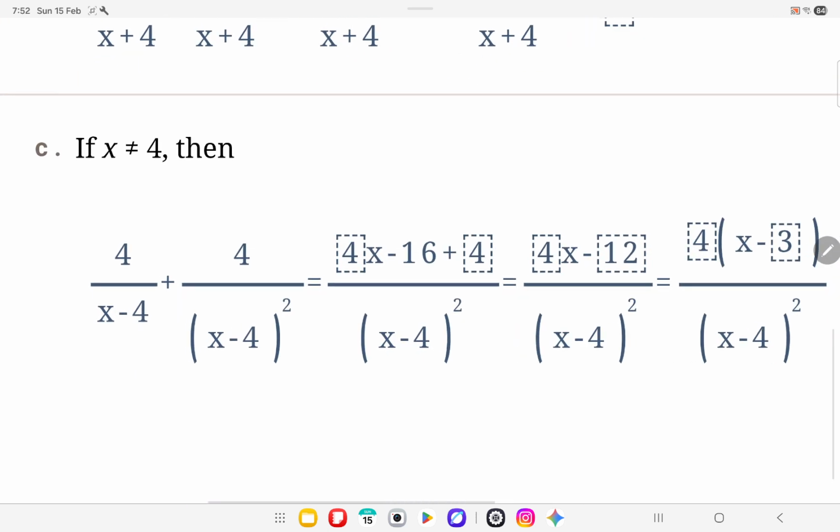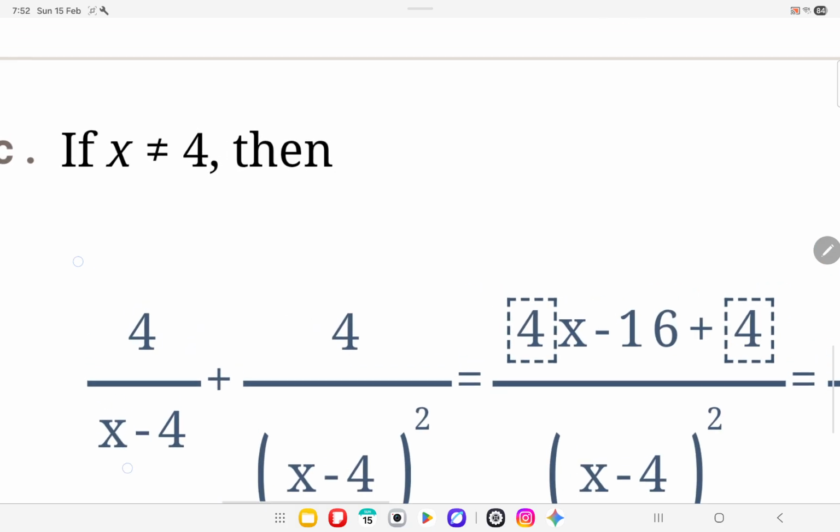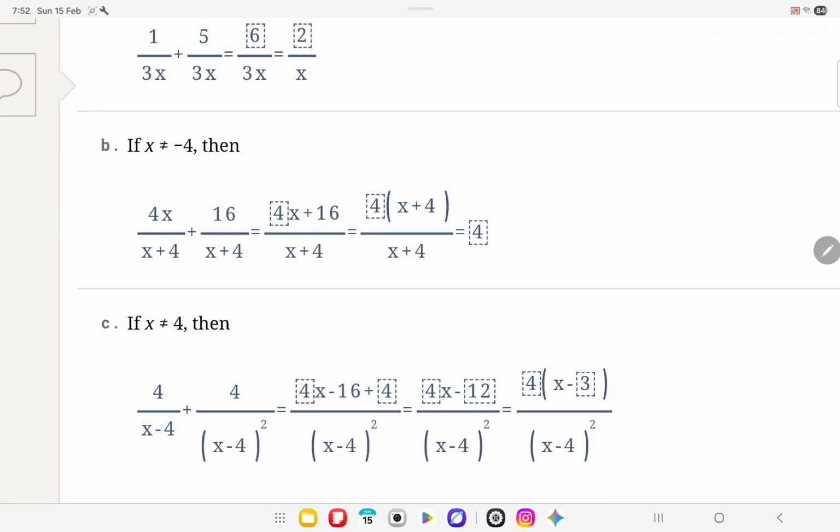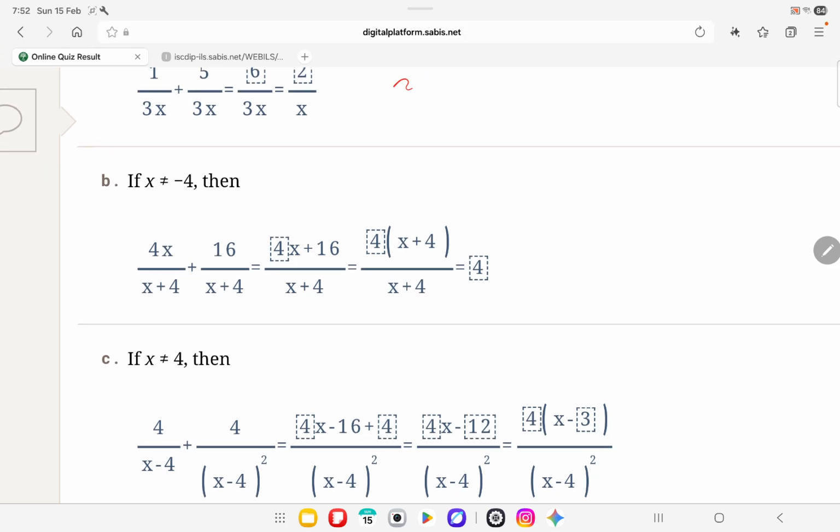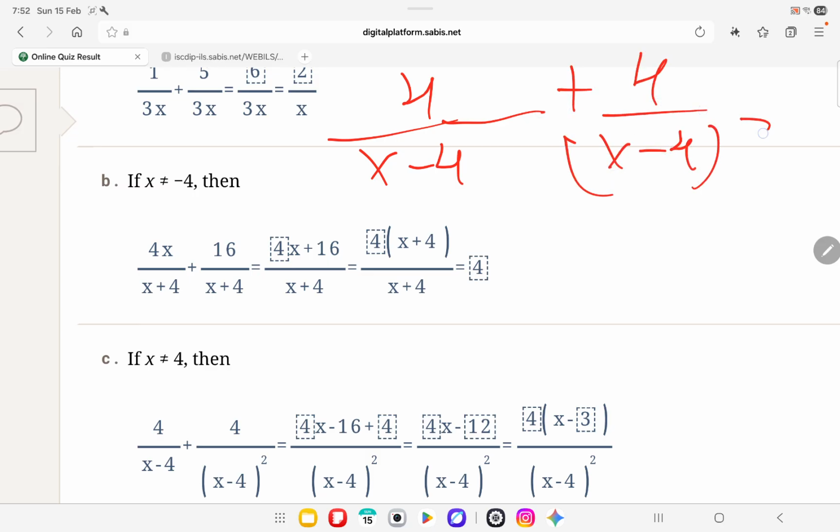Here, let me solve it. We have 4 over x minus 4 plus 4 over x minus 4 squared. What we're missing here is just another x minus 4. So we do times x minus 4. If we multiply down, we have to multiply up. It will be times x minus 4.